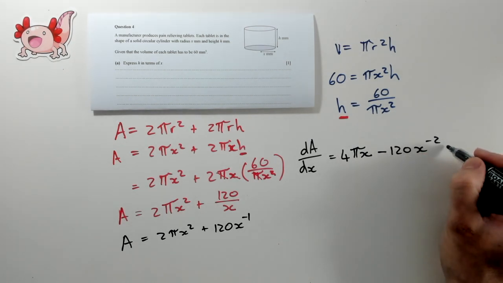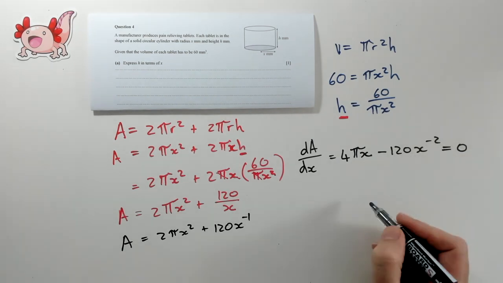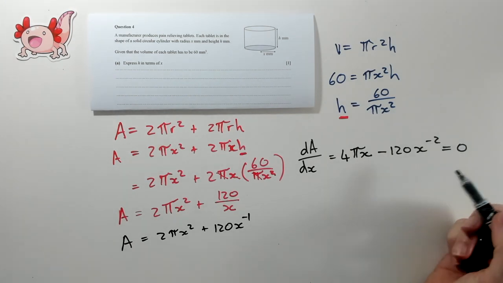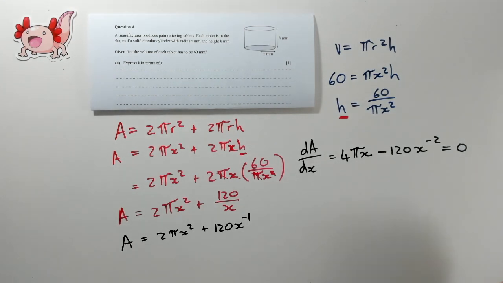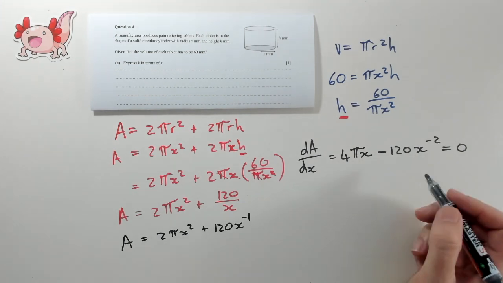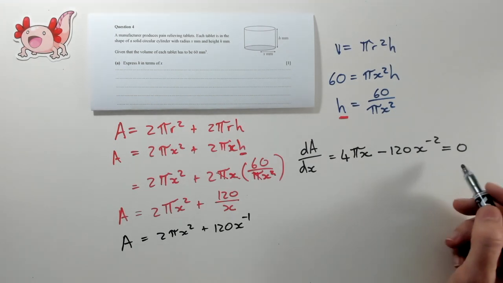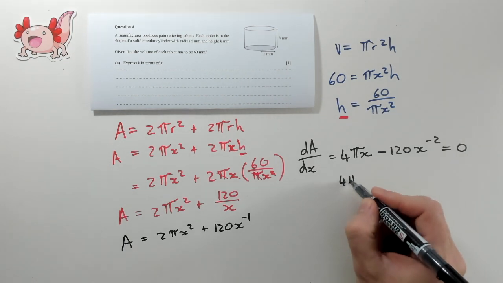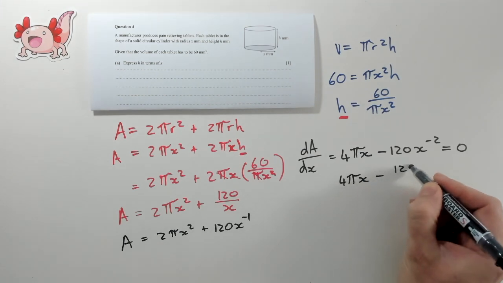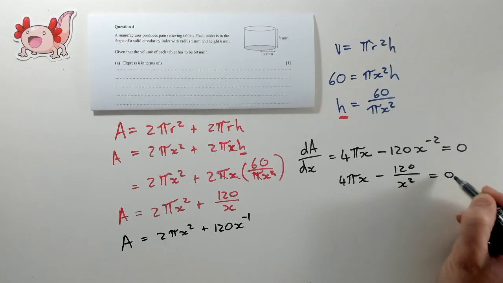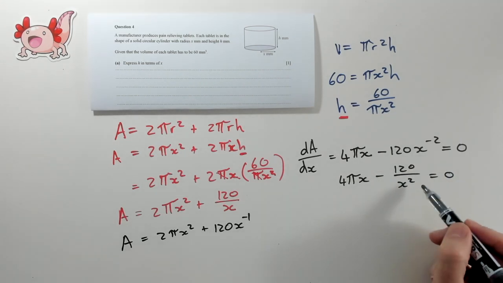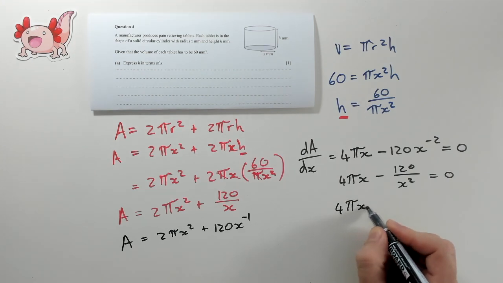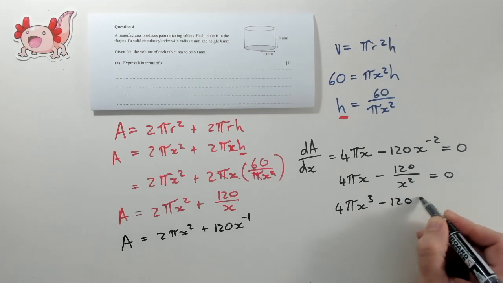And this would all be equal to 0, because I want to find a stationary point, and the stationary point would either be a minimum or maximum point in this case. But I know it's a minimum because the question said to show that it's a minimum. Okay, so we have that. It looks a bit weird here. You can maybe rewrite it like this. I know we don't like fractions, but to get the fraction away, I'll have to multiply by x squared. So 4 pi x cubed minus 120 is 0.